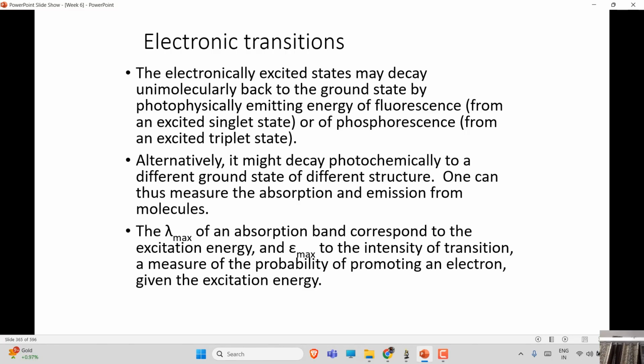So, one can measure that. Thus we measure the absorbance and emission from molecules, and the lambda max of the absorption band corresponds to the excitation energy, and epsilon max to the intensity of transition, a measure of the probability of promoting an electron given the excitation energy, right?